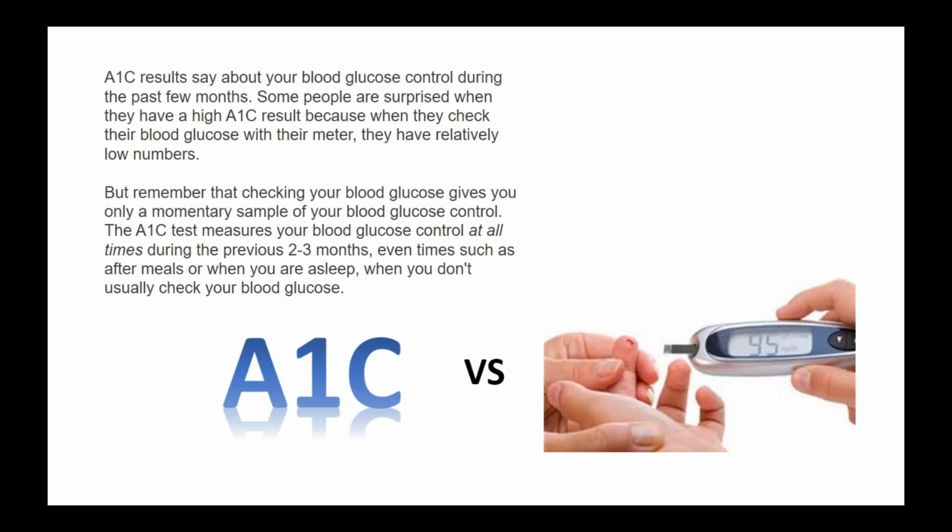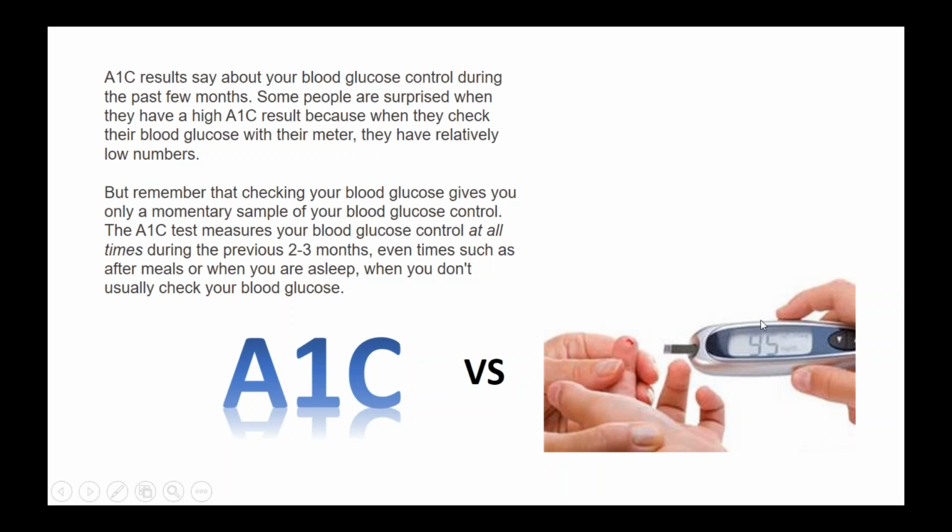Some people actually check their blood daily and think they are actually good. I put this in here because my wife asked this question, so I put this slide in. She said, well, if you're checking your blood daily, sometimes twice a day, do you still need to have an A1C test done if you've been diagnosed with diabetes? The answer is yes. A1C reflects control over the past few months. Some people are surprised when they have a high A1C because when they check their blood glucose with their meter, they have relatively low numbers.